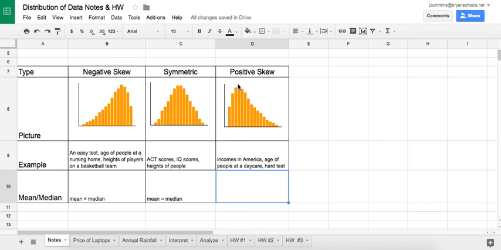Again, the median is where it's the tallest, and because you have some of those outliers in this direction, that's going to pull the mean up this way. So the median is less than the mean, significantly.